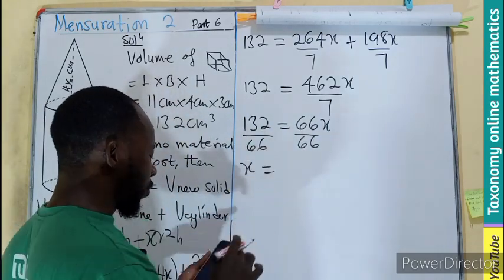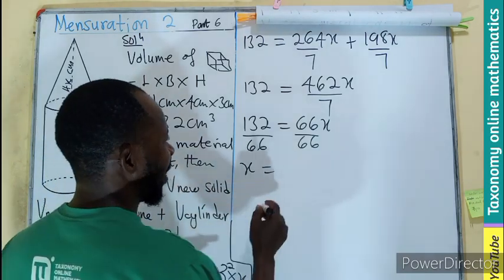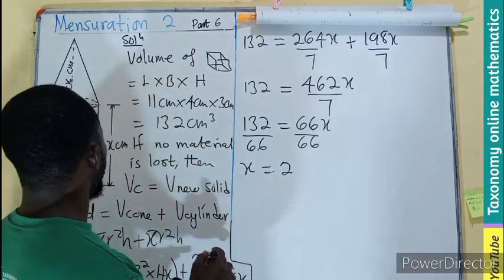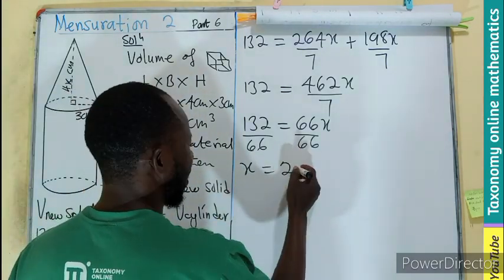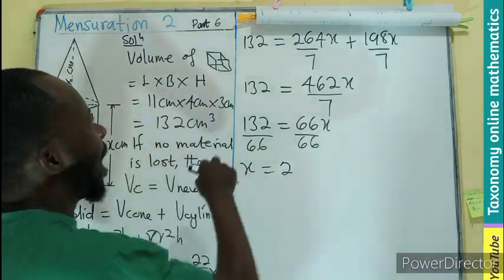Your x will be equals to 132 divided by 66, and that will be nothing but what? 2. And this 2 is going to be in centimeters, right? Okay, let's leave it. We are to find the height.